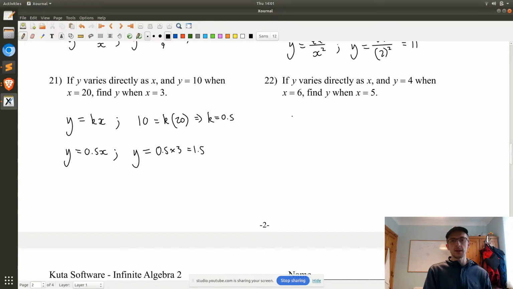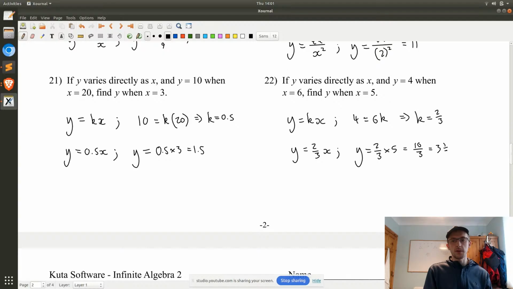If y varies directly as x, y equals kx. And y equals 4 when x is 6. So 4 equals 6k. Find y when x is equal to 5. So this implies that k is equal to 2/3. So y equals 2/3 of x. We need to find y when x is equal to 5. So y equals 2/3 of 5, which is 10/3, or 3 1/3.